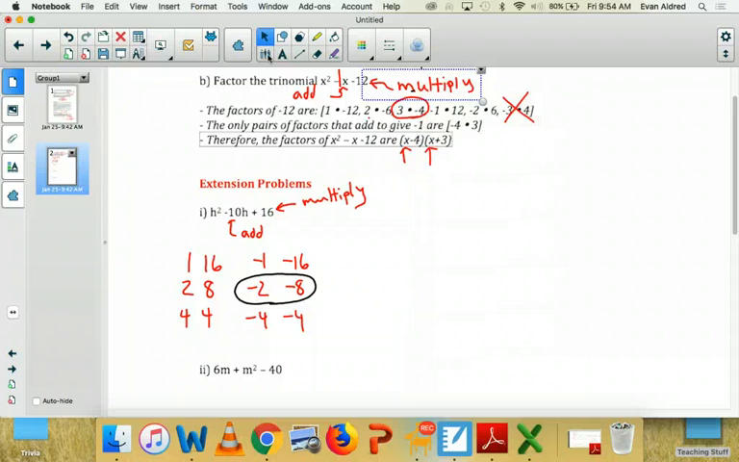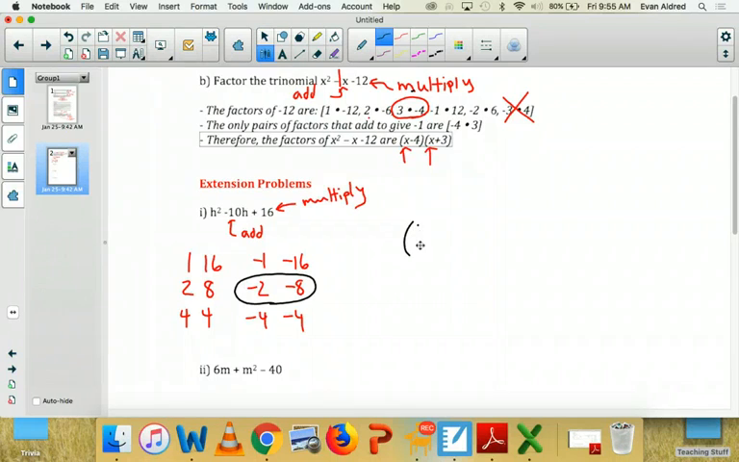So now we write our variable. So we open up brackets. We lead with our variable, and then we just write the factors in. Negative 8, negative 2. And that's it. That is the factored version of the original expression.